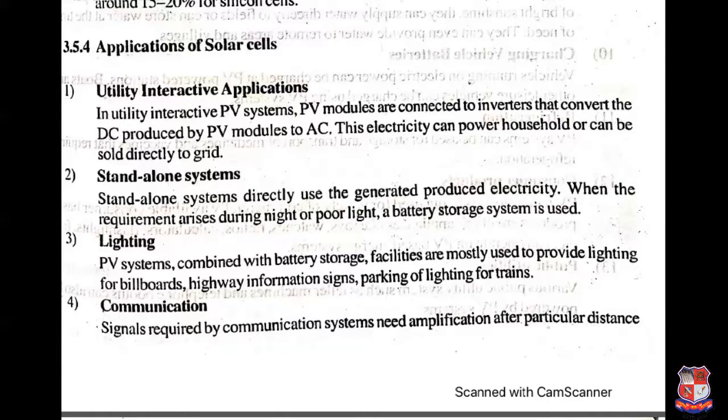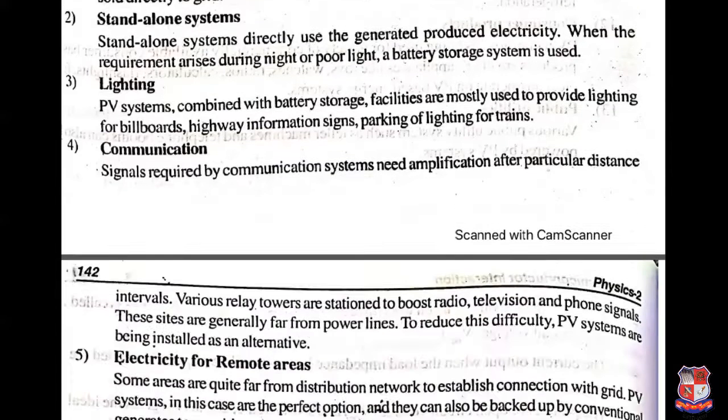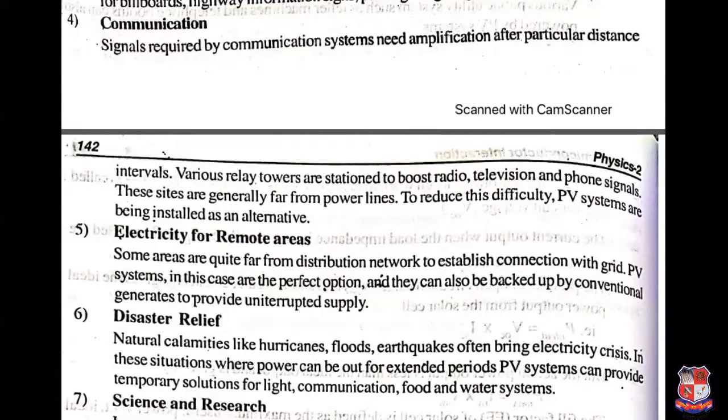Next, communication. Signals required by communication systems need amplification after particular distance intervals. Various relay towers are stationed to boost radio, television and phone signals. These sites are generally far from power lines. To reduce this difficulty, PV systems are being installed as an alternative.